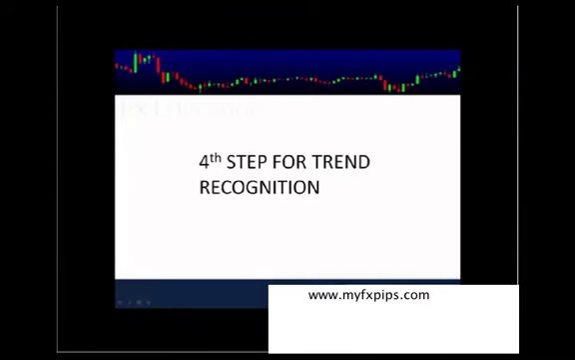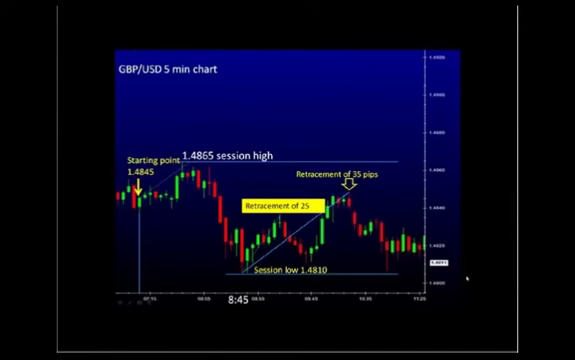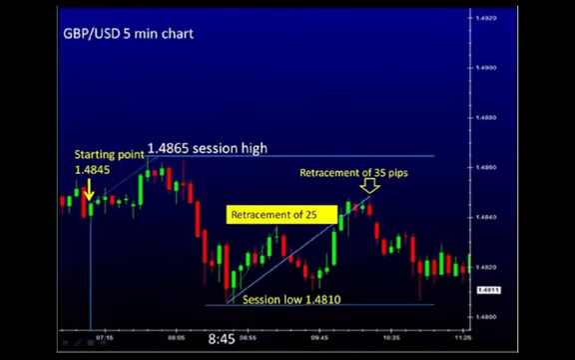Our fourth step for trend recognition is support and resistance levels. Now, support and resistance levels, whether we're trading or separating each trading session, is commonly used in technical analysis by many traders around the world. Some traders look back as far as a year, 2 years worth of price movement to get reference points. We're going to show you the importance of reference points or support and resistance levels during the trading session that you're trading. For example, take a look on the left-hand side.